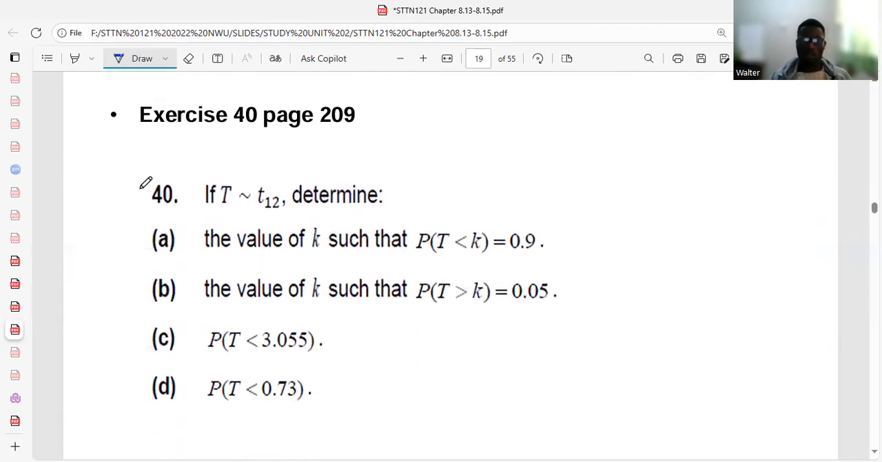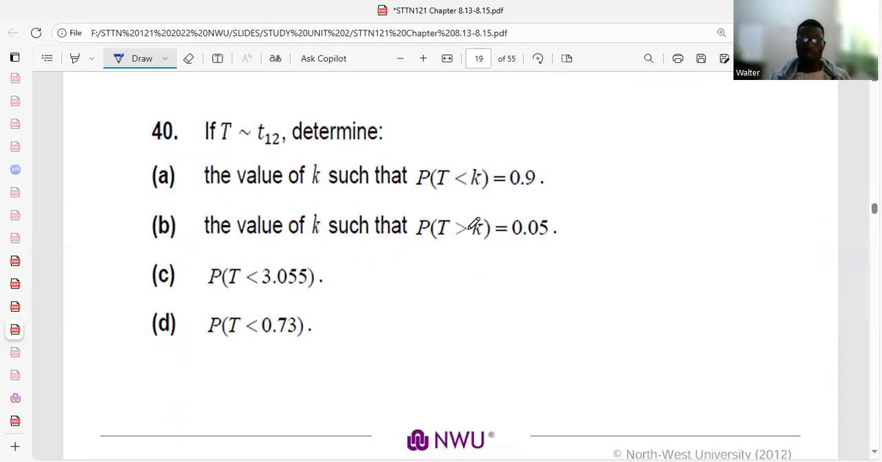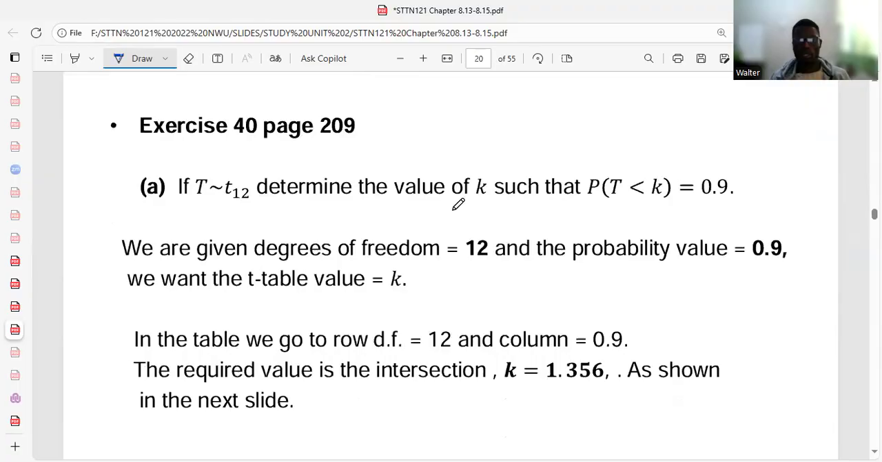Oh, we see this one. If T is T12, determine the value of K such that the probability of T less than K is 0.9. This one is less than, so you're not going to use 1 minus. Still the same thing. Even this one, you're going to use the method I've shown you. But this one, they say T12, such that you are already given the probability of 0.9. Let's check to show you guys something.